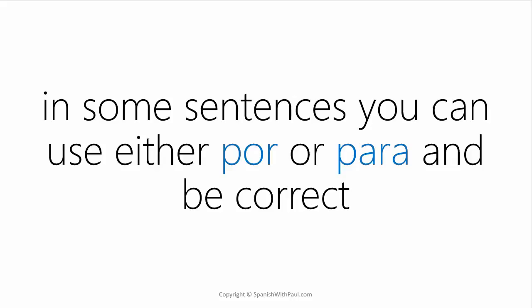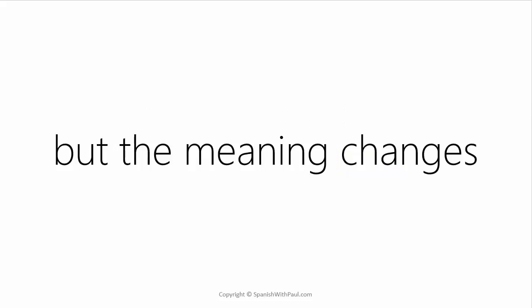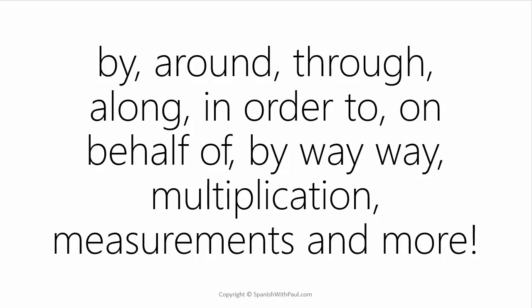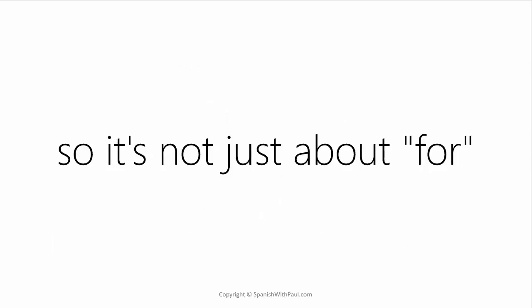Now, there's even more. In some sentences, you can use either por or para and still be correct, but the meaning of the sentence would actually change. Plus, por and para don't just mean for. Por and para can also be used for a variety of other words. For example, by, around, through, along, in order to, on behalf of, by the way of, multiplication, measurements, and a lot more. So it's not just about the word for, okay? Por and para actually cover you for a lot of other very useful little glue words in Spanish too.